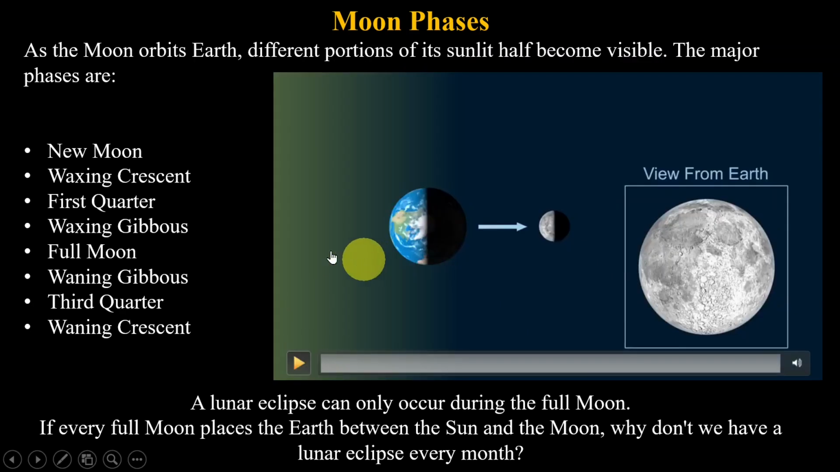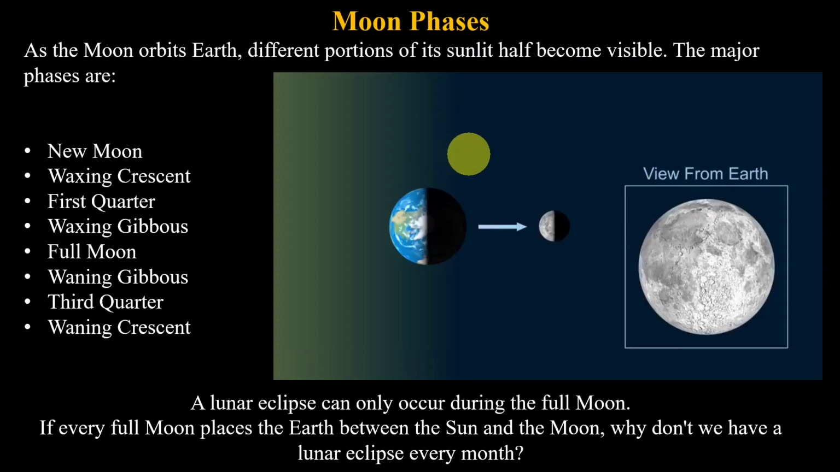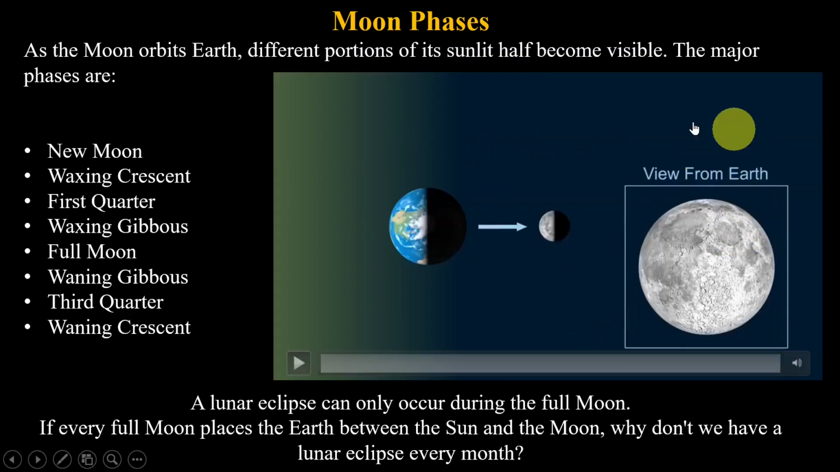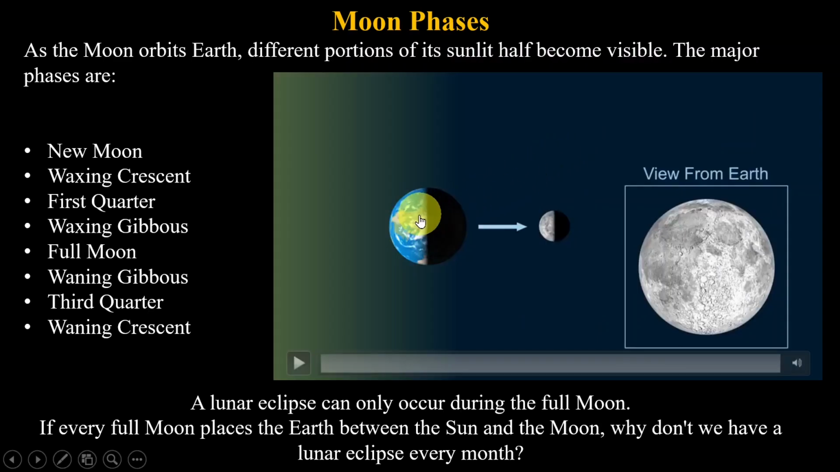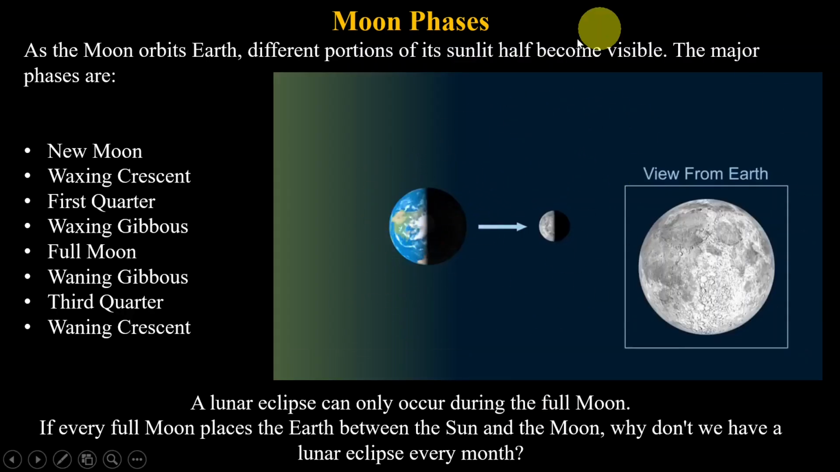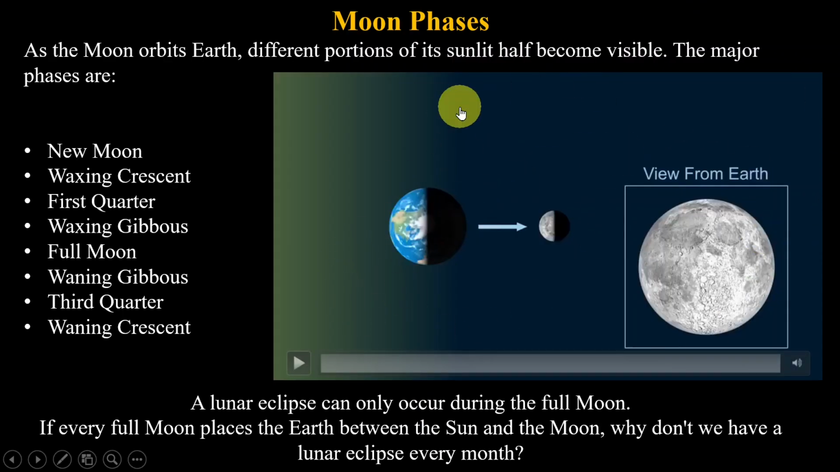It happens every month, and the question is, if it takes one month for the moon to go around Earth, and we see these phases, why are we not experiencing a lunar eclipse every month? I told you a lunar eclipse happens when you have the Earth at the center. So why are we not seeing it here?